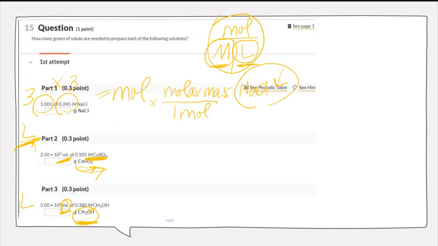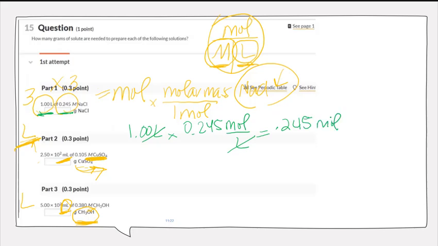Just to make sure that you're feeling okay with this part 1, if I multiply my volume times my molarity, 1.00 liters times 0.245 moles per liter, we can see that those liters cancel out, and that would give me 0.245 moles of, what is it? NaCl.